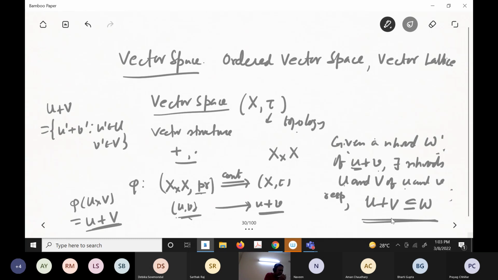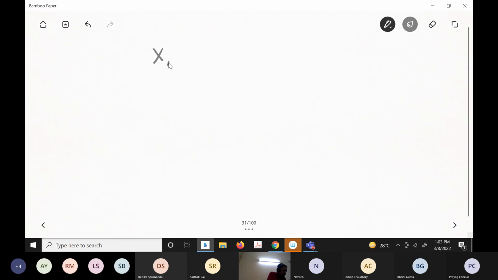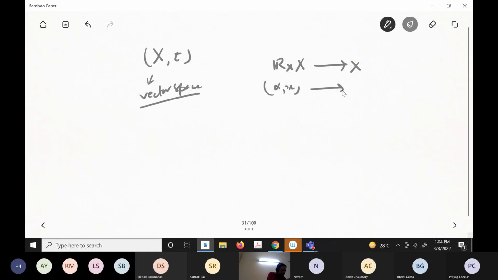And now what about the scalar multiplication? Now look, scalar multiplication will mean what? You have a vector space, and I am doing it over R. So scalar multiplication is a function from R cross X to X, sending (alpha, x) to alpha x. This is the scalar multiplication. So this is another function.